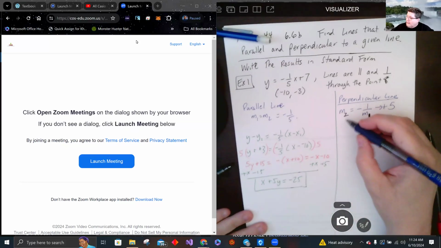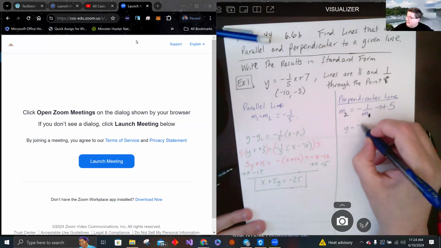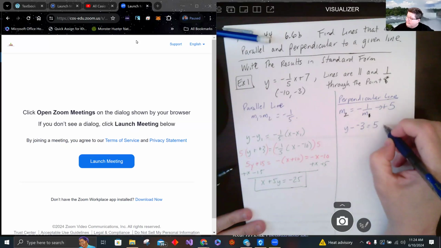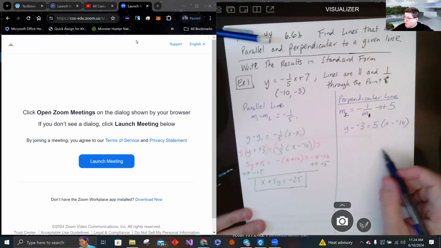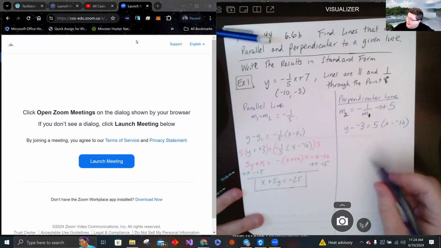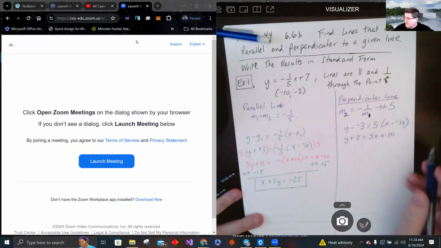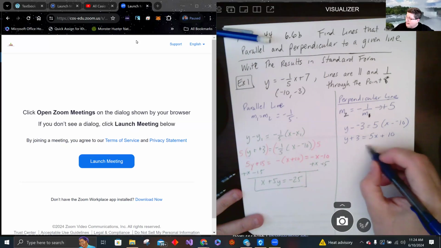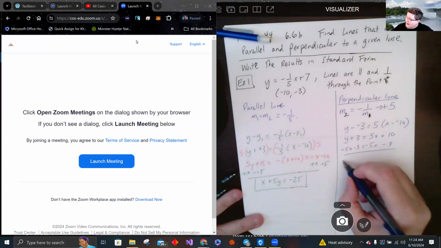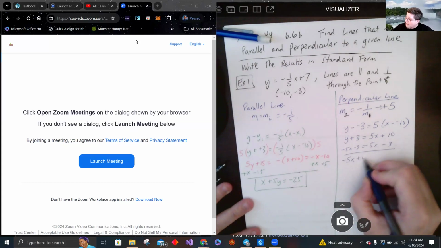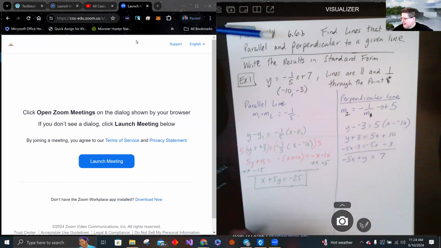We do the perpendicular line. We have y minus y1, again this is -3, equals, our slope now is 5, times x minus x1, which is -10. So it's already got a point, no fractions. Now I'll just distribute. Subtract 5x over, subtract 3 over to get the constants on the right. I have -5x plus y equals 7.